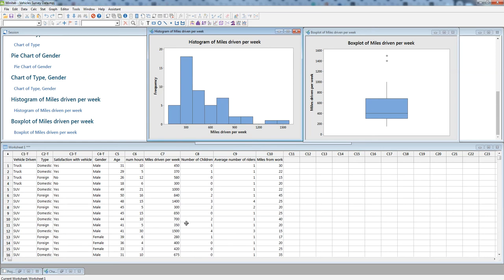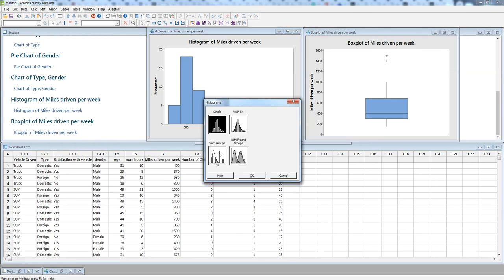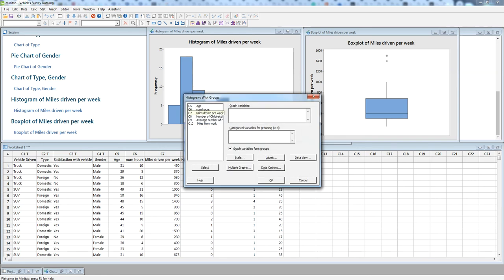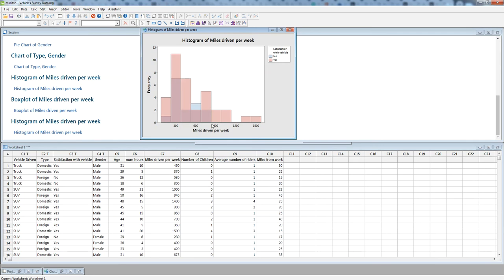Awesome. Let's see if I can screw that up by creating 2 separate histograms. Oh boy, I am not excited about this. I'm worried. So we'll do with groups this time for fun. I'm going to do miles driven per week, and then separate it by satisfaction with vehicle and see if this does anything interesting. I'm scared. Uh-oh, they overlap completely. So that means I'm probably wrong. Although pink has the outliers in it. I don't know. This is really hard to tell.